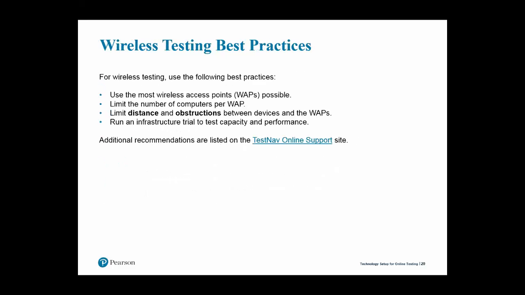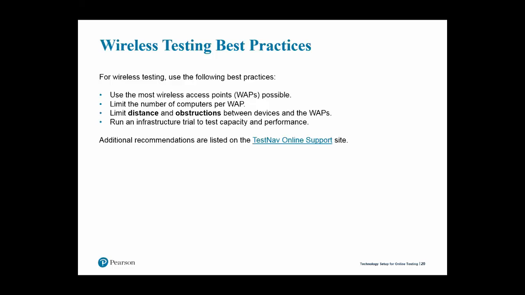Okay. Next, here are some best practices for using wireless, which you're able to use, but here are some best practices here. First, the more wireless access points you have, the better. You also want to try to limit the number of computers that are accessing those wireless access points, and do your best to limit the distance and any obstructions between the devices and the wireless access points. That includes anything like concrete barriers, anything that may block the signal. You want to make sure to limit those obstructions and the distance, again, between those devices and the wireless access points.